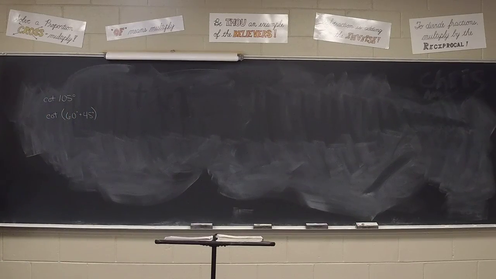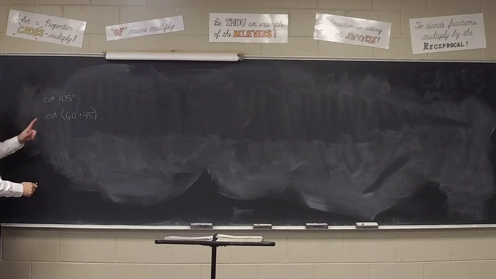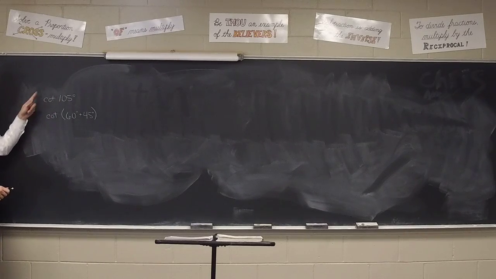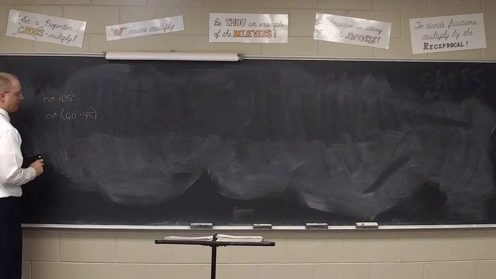Yeah. Could have done 135 minus 30. However, remember we said for anything related to tangent or cotangent, I want to avoid the 30-degree angle. It's just going to be messy. So using the 60 and the 45 works great here.